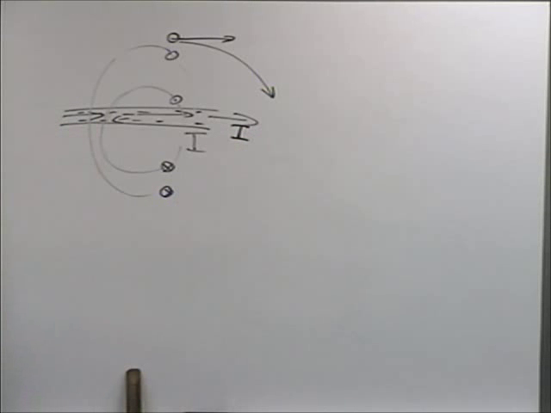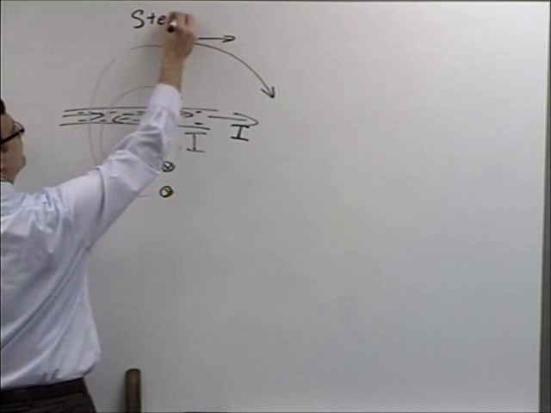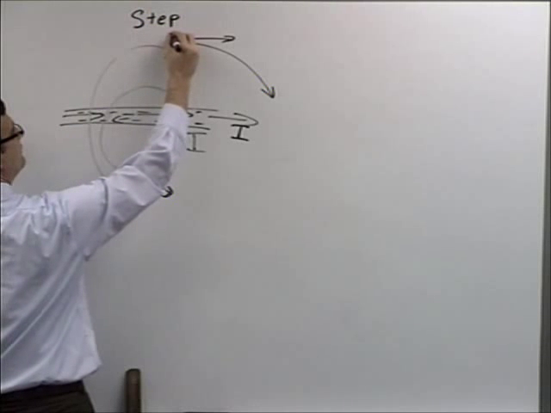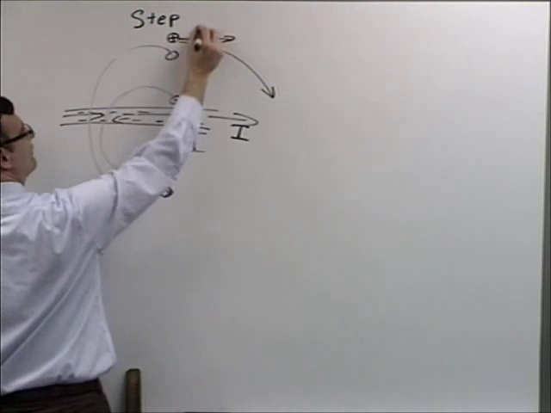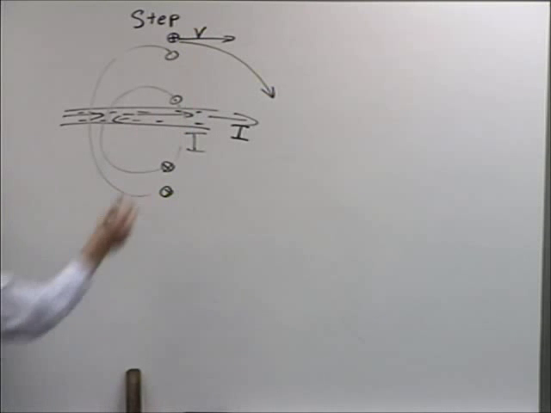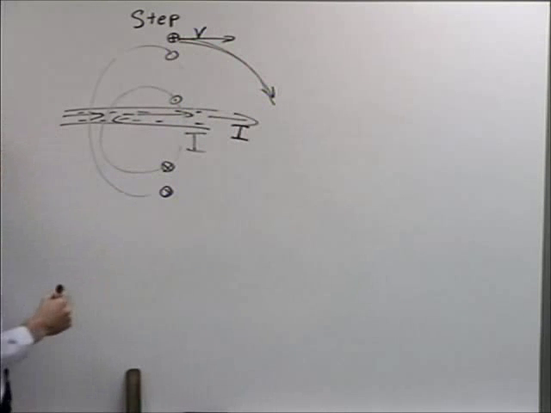Now let's slip into a different velocity frame, a different frame of reference. Let's start moving with the current. So in step 1, I'm going to have a positive charge that's moving at velocity v, and it's going to bend down toward the wire because of the magnetic field due to the current.